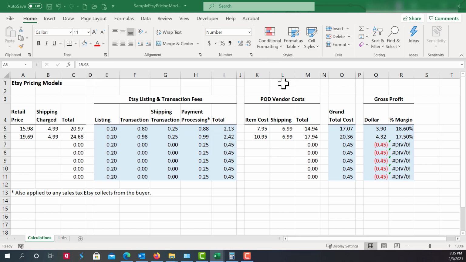This is essentially the type of calculation I've been doing with my own shop, and we're actually going to start on the right hand side in this section here, the POD vendor costs, because this is your first knowable number, I think. So for every vendor, you're going to be able to look on their site, find the items you think you want to sell, and see what they are going to charge me for the item, and what it's going to cost me to ship it.